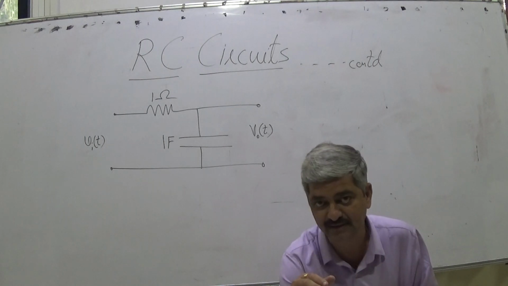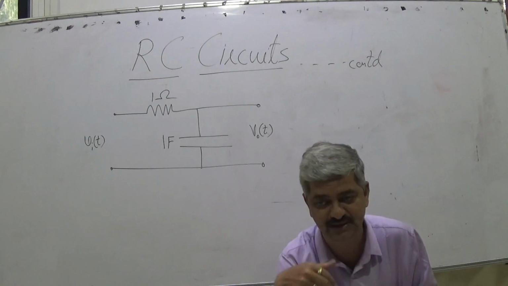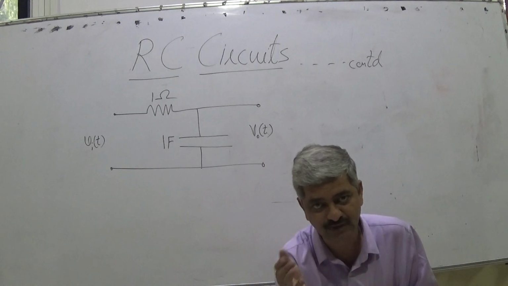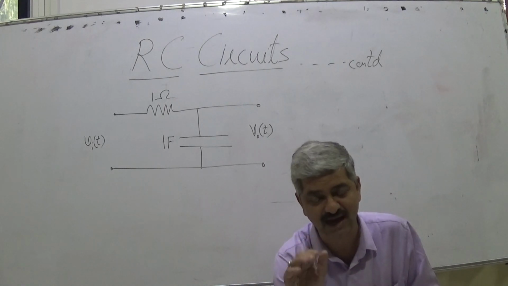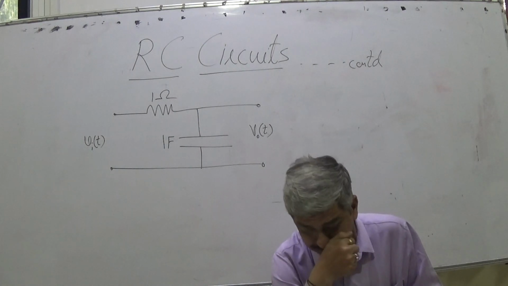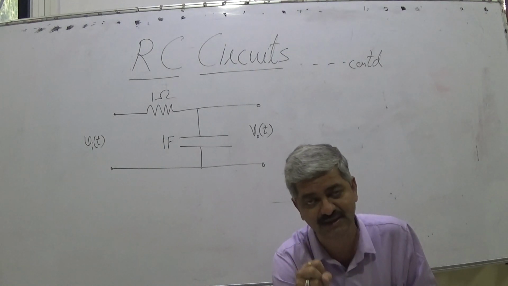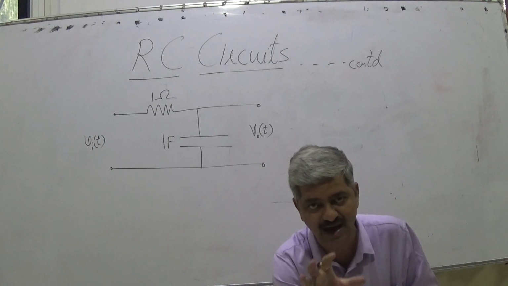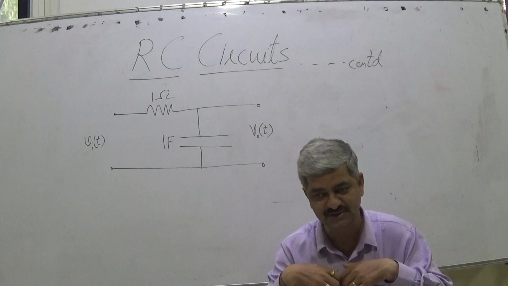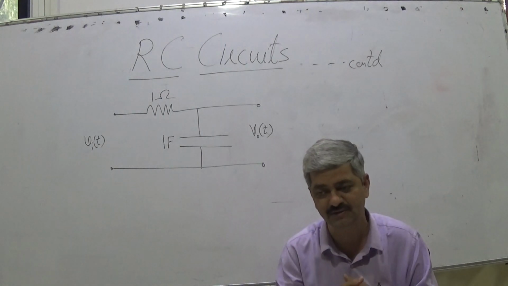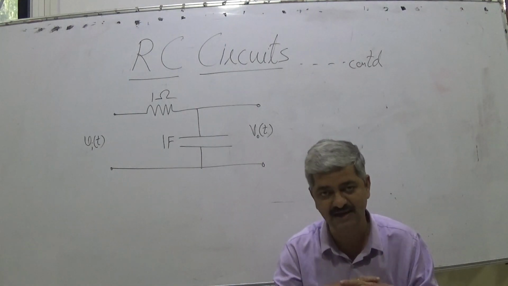Then we will add one more interesting component, the inductor. We will have RL circuits, LC circuits and RLC circuits. This is the crux of this subject, the subject of circuit theory: R, L and C, how the circuit behaves in a very interesting manner depending upon the initial state and input condition.